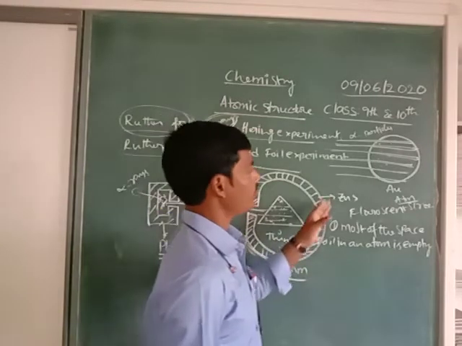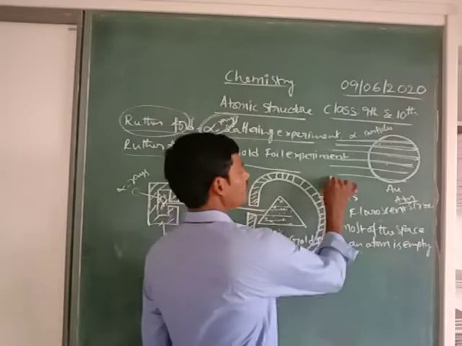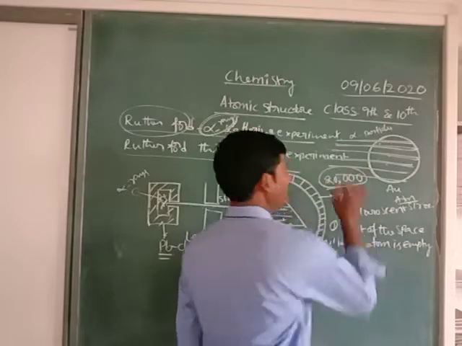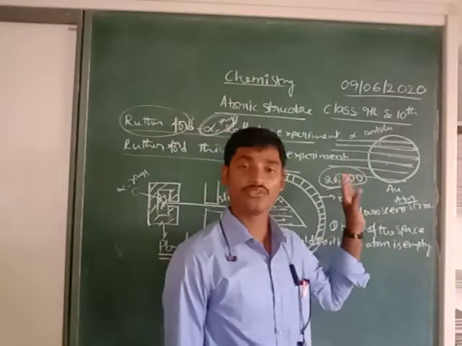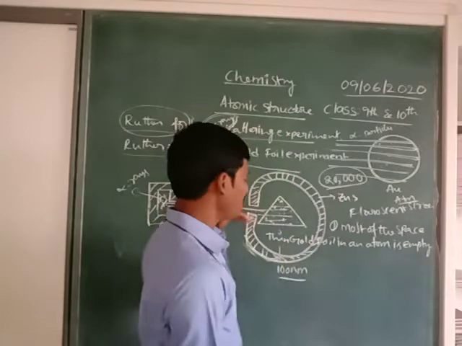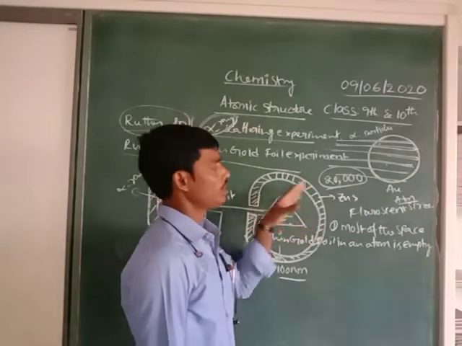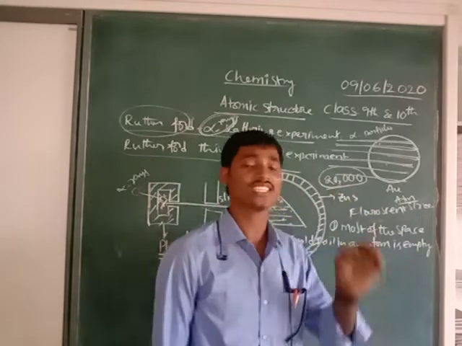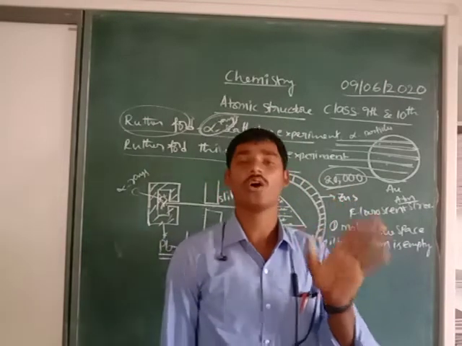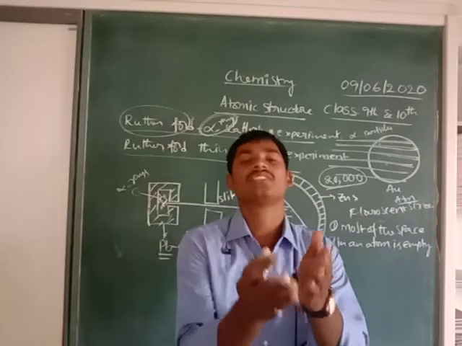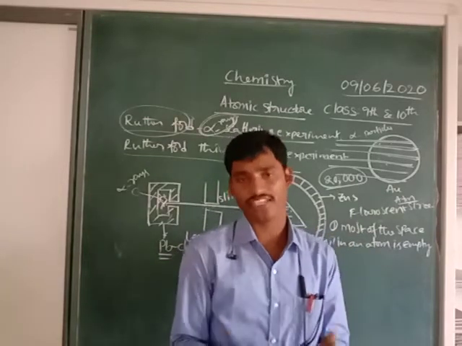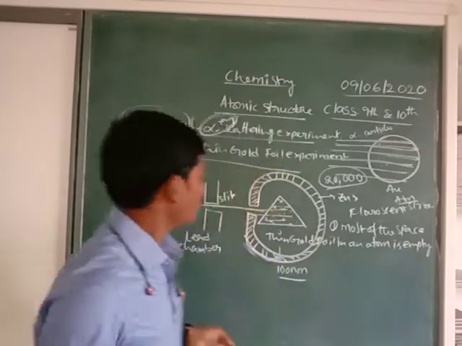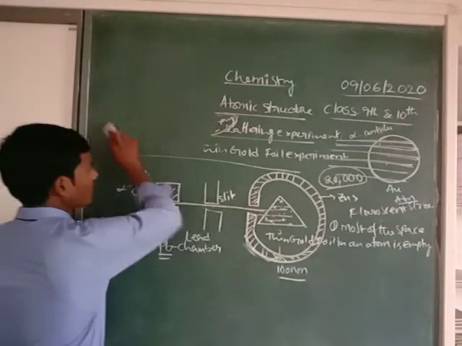And here, when you are sending the alpha particles, approximately we are sending more than 20,000 alpha particles through the thin gold foil, children. How many particles are we sending here? In those 20,000 alpha particles, some of the alpha particles will be deflected from their original path. Why is it deflected, or why is it deviated?